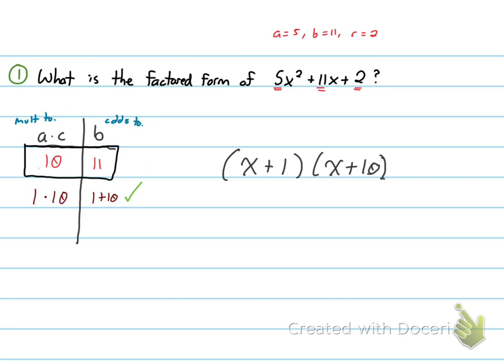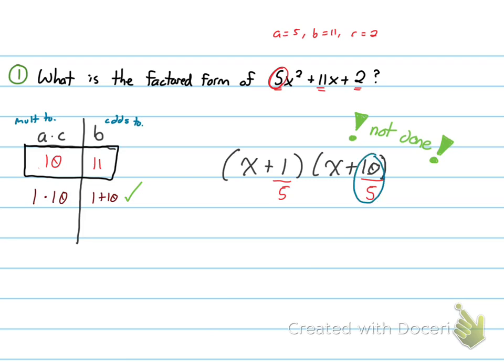So I'm going to write this in factored form like so. x plus 1 times x plus 10, but we're not done yet. The extra step that we have to do when a isn't 1 is I'm going to take that a value and I'm going to divide it by both of my factors. If it divides nicely, I'm going to simplify it, and if it doesn't, I'm going to move that number as a coefficient in front of the x.